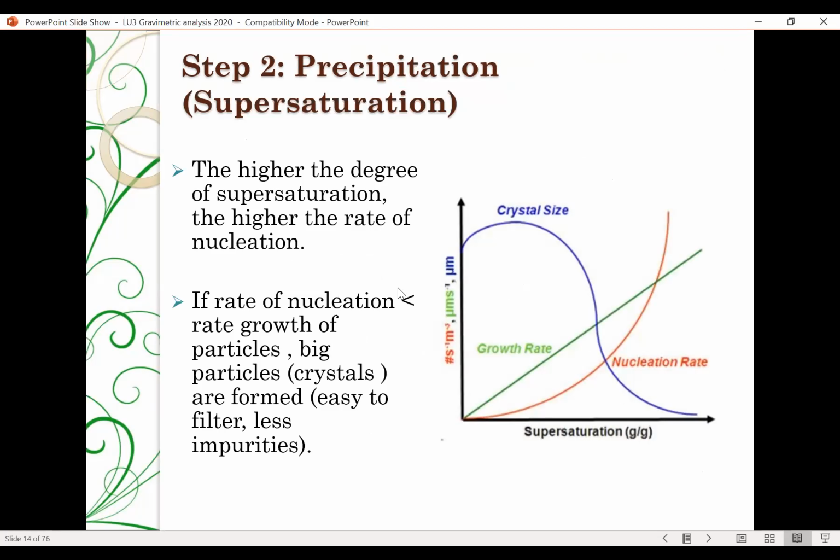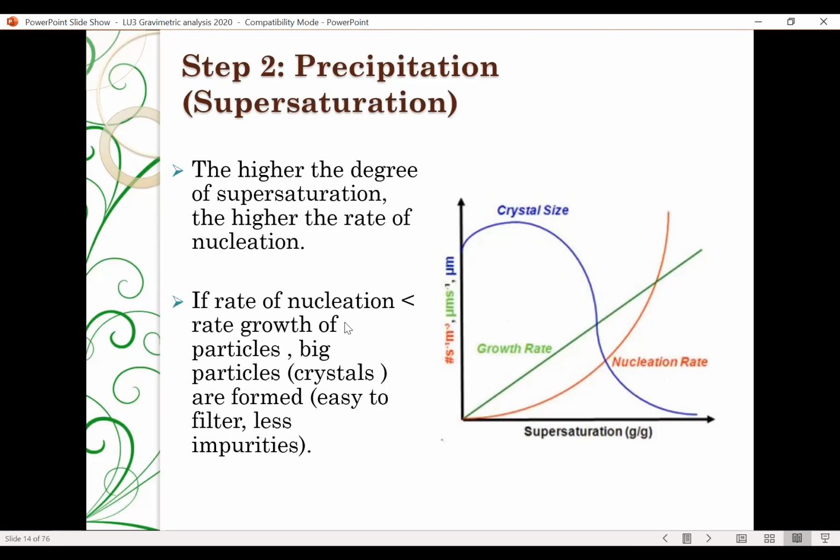All right. So this is the relationship between the degree of supersaturation and the rate of nucleation. If we have higher degree of supersaturation, we have higher rate of nucleation. Now, which one do we want? We want nucleation or we want growth rate? Growth rate here means particle growth. Which one do we want to be higher? Of course, we want the rate of particle growth to be higher than the rate of nucleation.